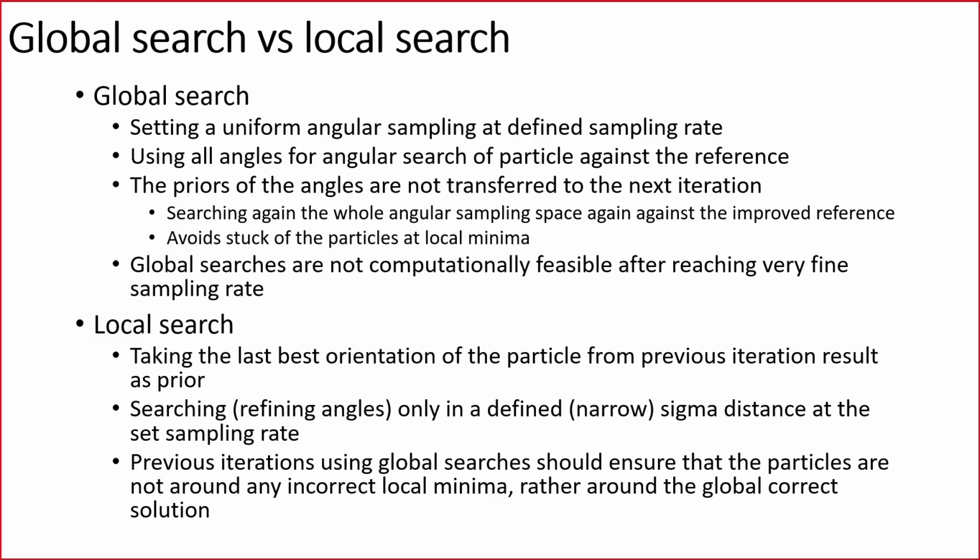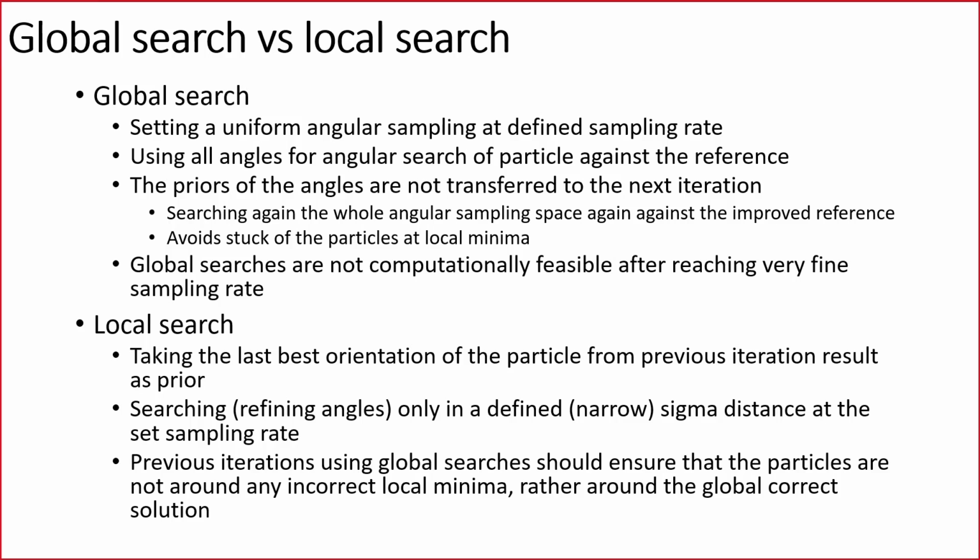And that's why, in between the iterations, we are not using any of the priors from the previous iterations. So if we find for our particle that some Euler angles were the best fit in iteration 1, in iteration 2 we are not continuing from these known angles, but we are restarting with a global search. So we are discarding this known information, so as not to get stuck in some local minimum.